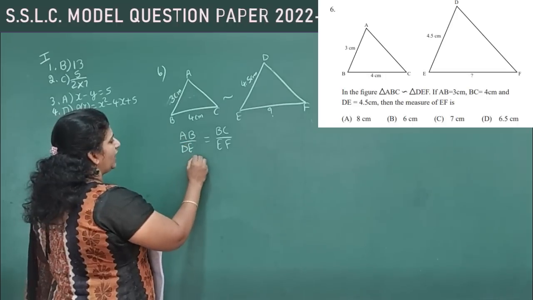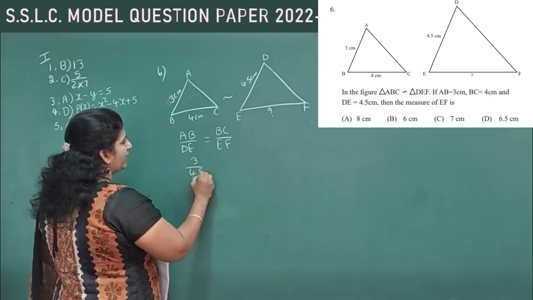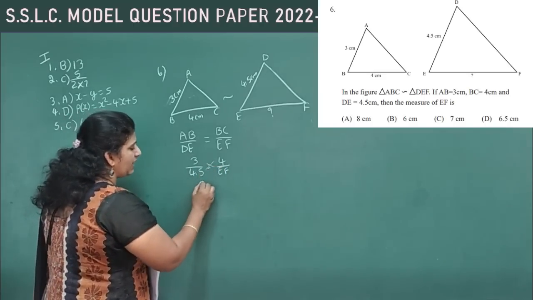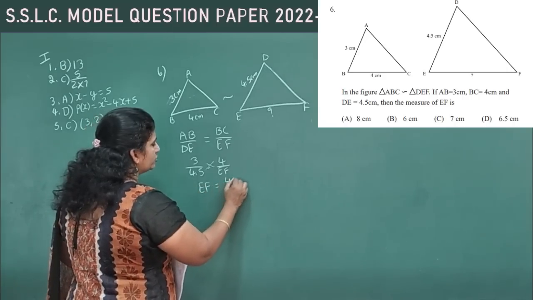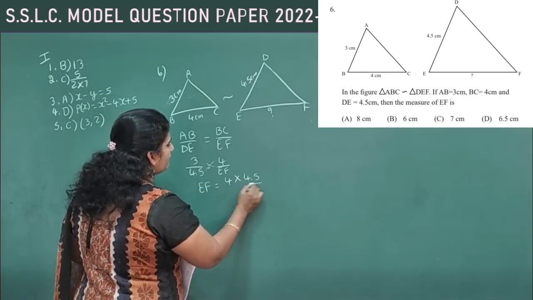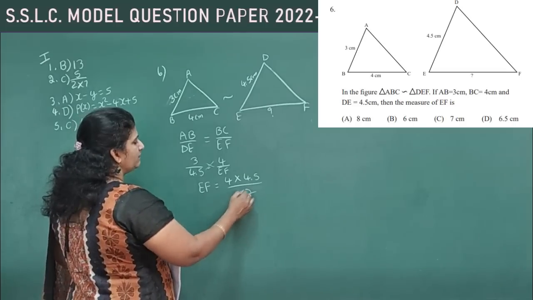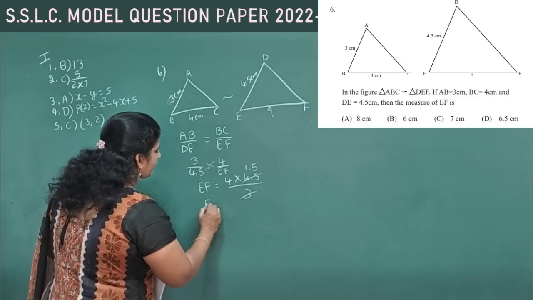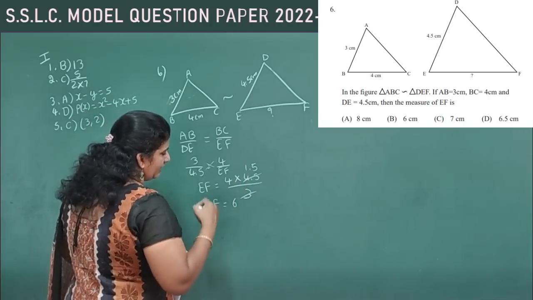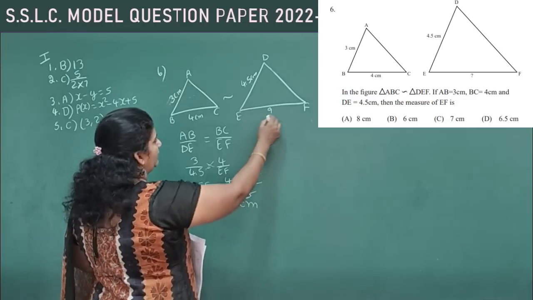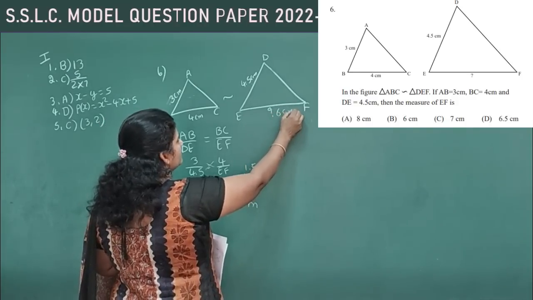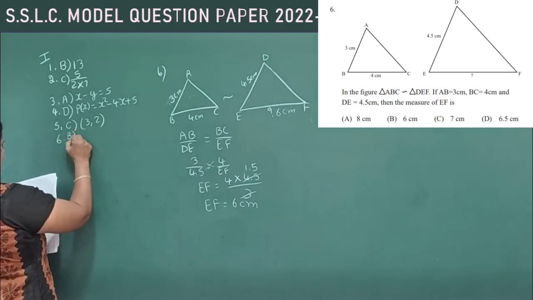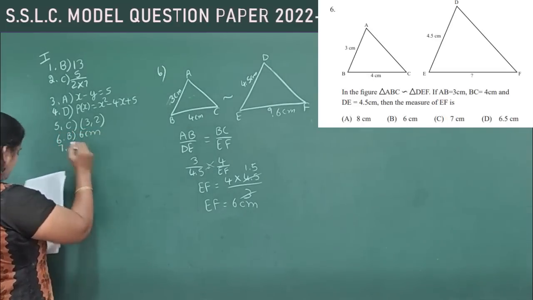Substitute the values. AB 3, DE 4.5, BC 4, EF we are going to calculate. Cross multiply. EF is equal to 4 into 4.5 by 3. That is 1.5. 4 into 1.5 is 6.0. I can write it as only 6 centimeters. Therefore, what is EF? 6 centimeter. Check for this option. Option B, 6 centimeters.